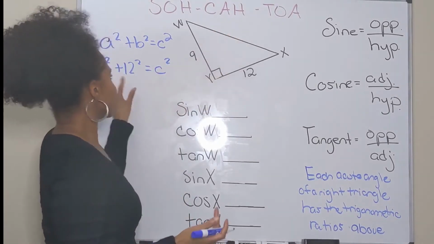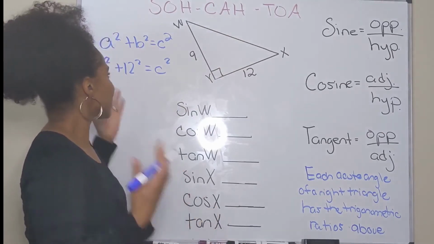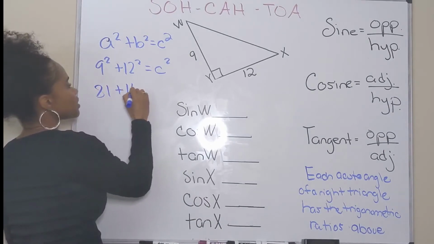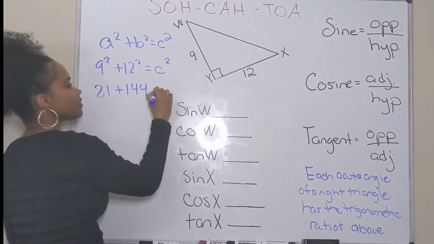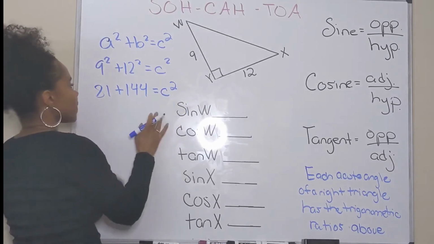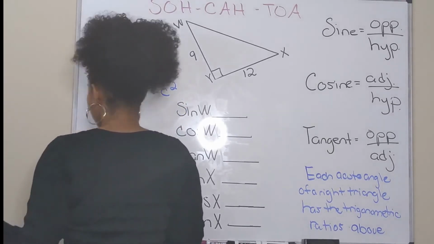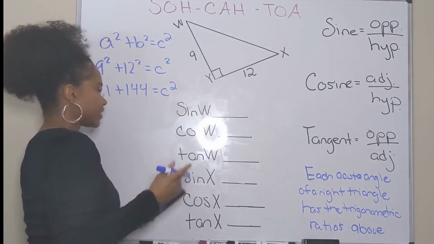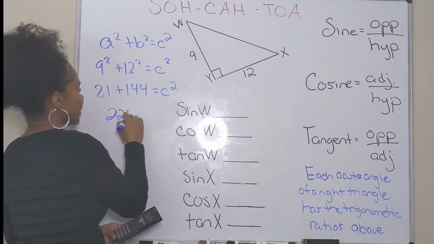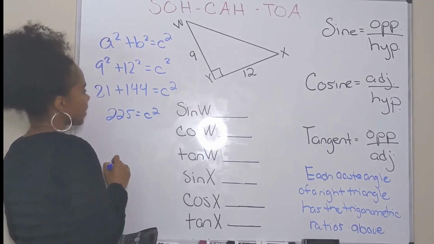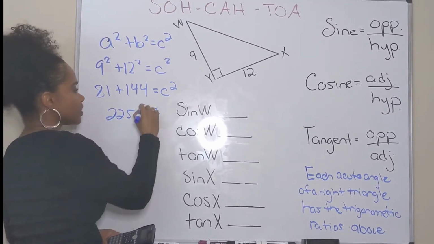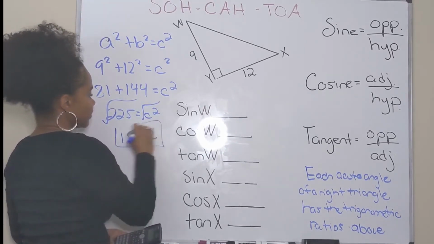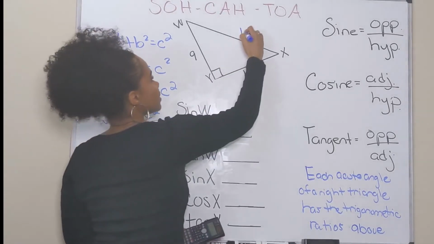Don't know what it is. And I could actually flip this. It doesn't matter, I'm going to get the same answer. 9 squared is 81 plus 144, because that is 12 squared, equals C squared. 81 plus 144 is 225, so C squared equals 225. To get rid of that 2, remember we take the square root, and so C is 15. So this side here is 15.